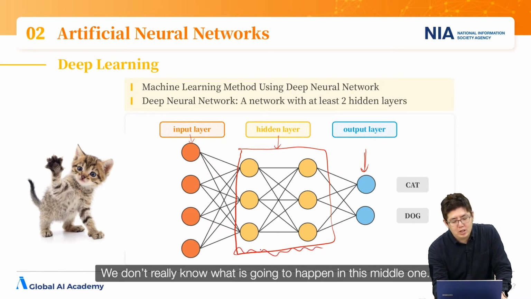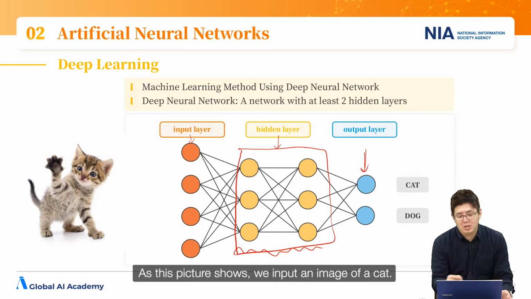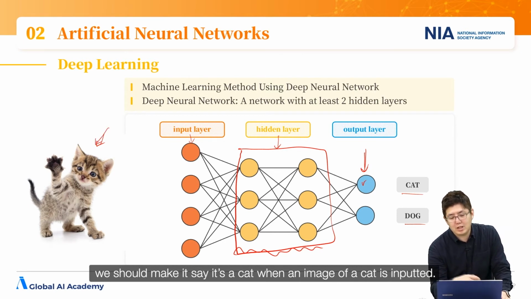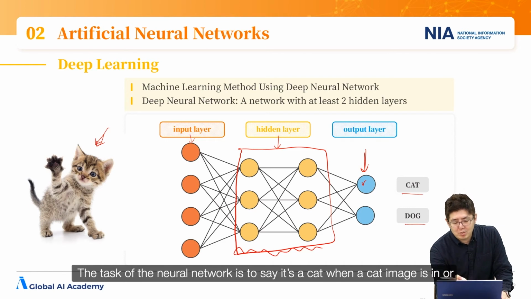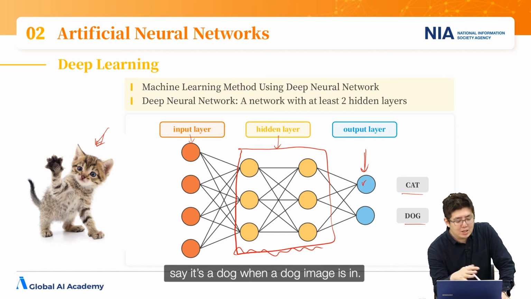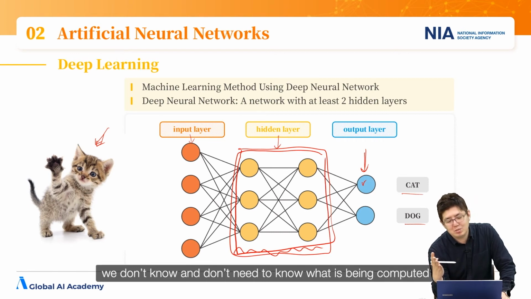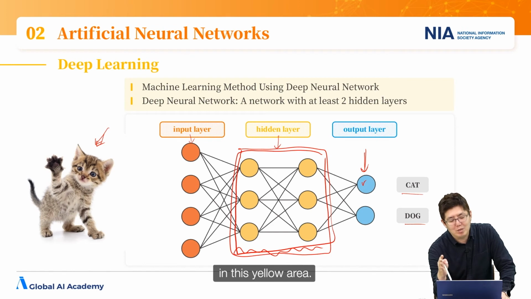We don't really know what is going to happen in this middle one. As this picture shows, we input an image of a cat, and if this task is to distinguish between a cat and a dog, we should make it say it's a cat when an image of a cat is inputted. The task of the neural network is to say it's a cat when a cat image is in, or say it's a dog when a dog image is in. So, if it is able to say it's a cat with a cat image, we don't know and don't need to know what is being computed in this yellow area. This is the hidden layer.